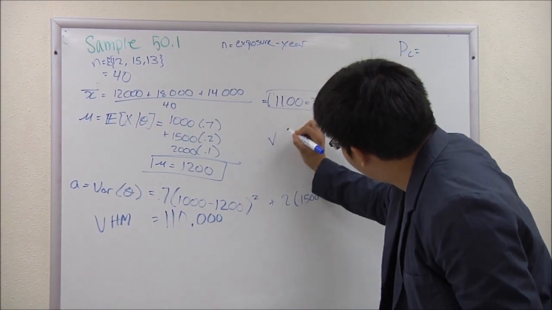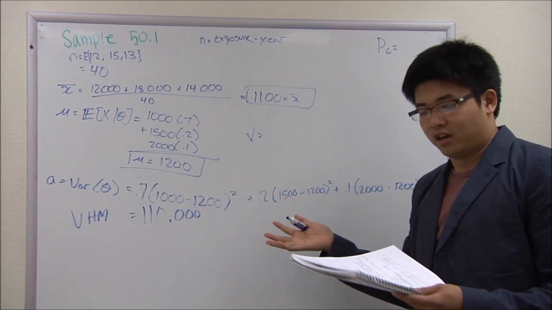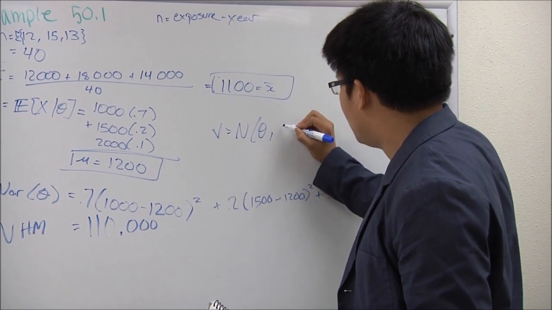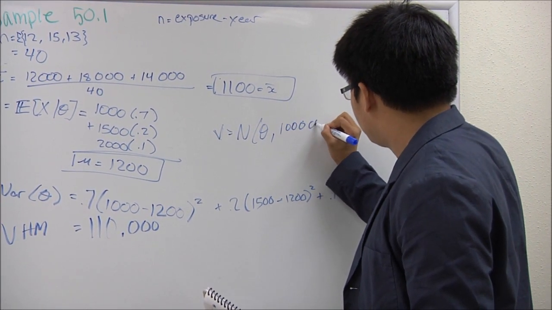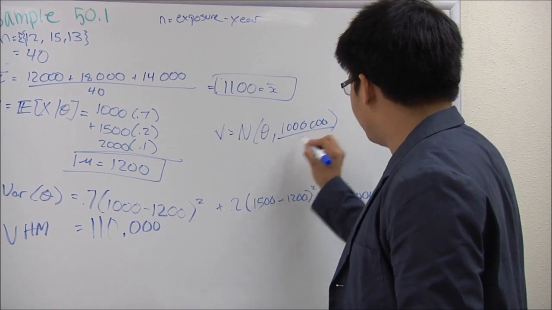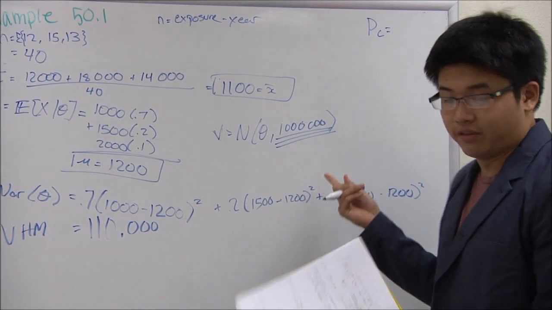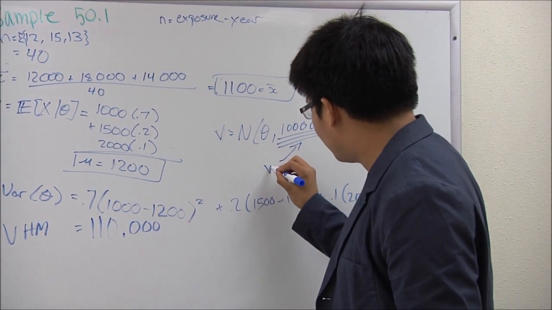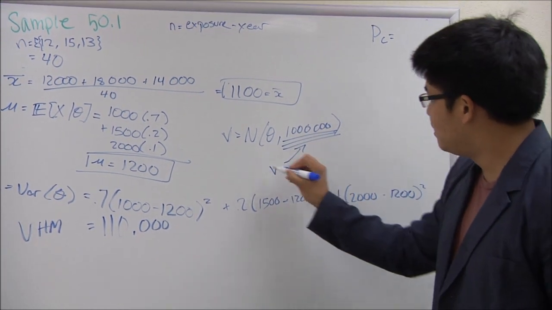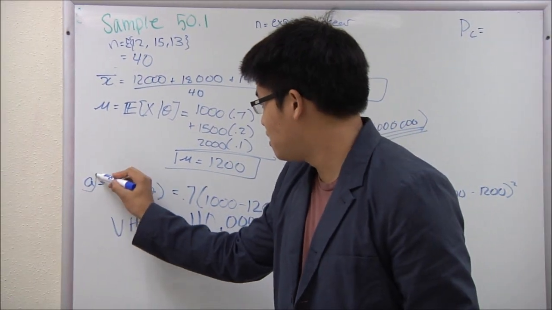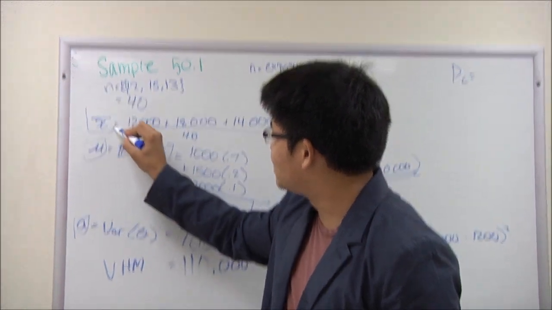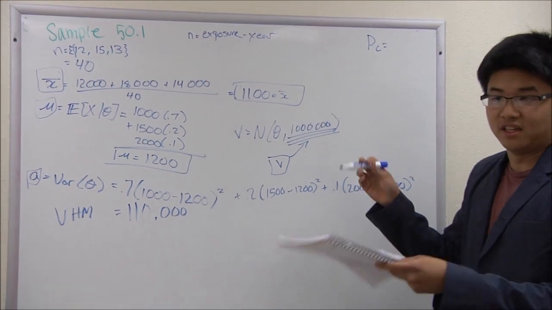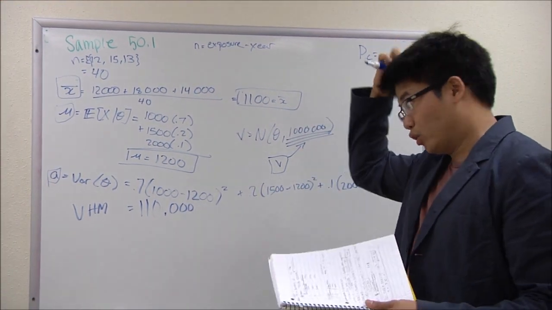We need V. You get V from the fact that the claims were distributed normally, right? So it was normal with the parameters mu as the mean and 1 million as the variance. Well, this right here actually is the expected value of process variance. Since it's constant, that's what it is. So this is your V right here. So you have V, you have A, you have mu, you have X bar, and you have N. You have all these magical numbers in order to find Z, and Z is essentially what you want to get in order to calculate PC.